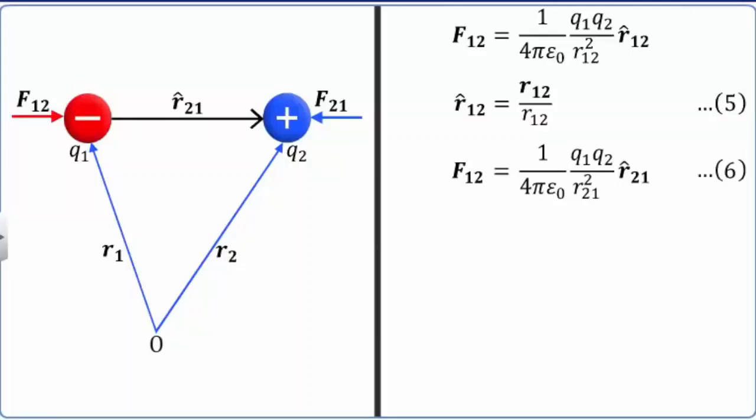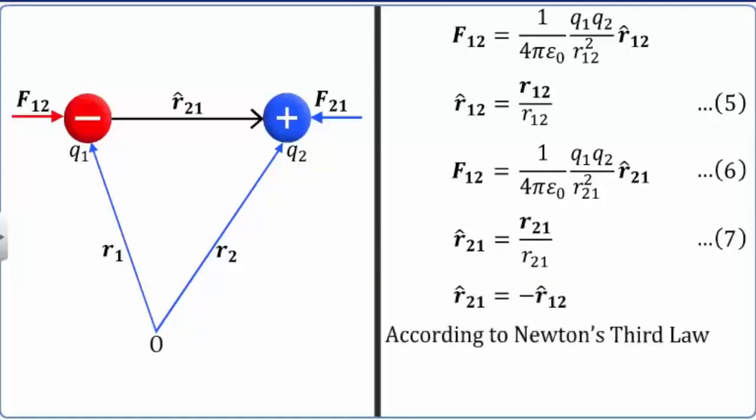Since unlike charges attract each other. In this case, the product of the charges Q1 and Q2 will be negative. The unit vector R21 cap is given by equation 7. According to Newton's third law, Q2 experiences an equal and opposite electrostatic force to the one experienced by Q1. Therefore, we can write F21 is equal to minus F12.